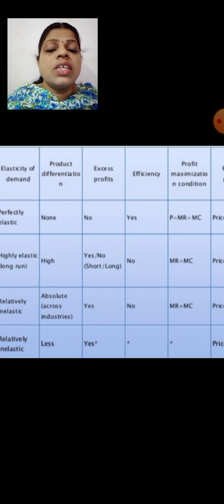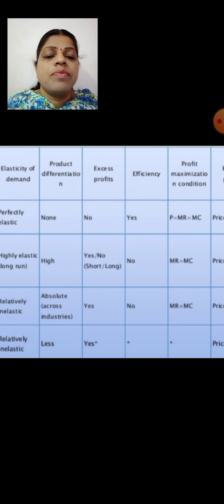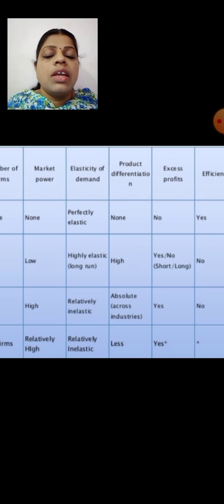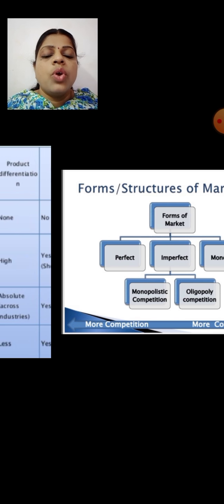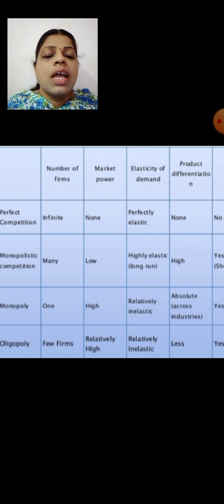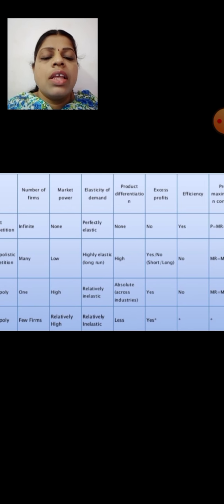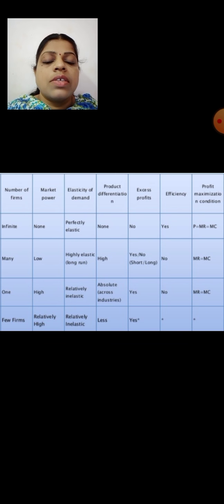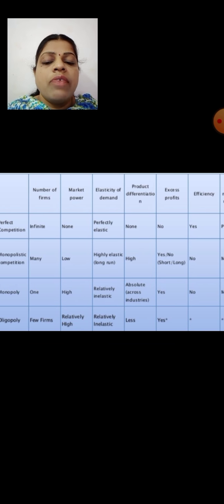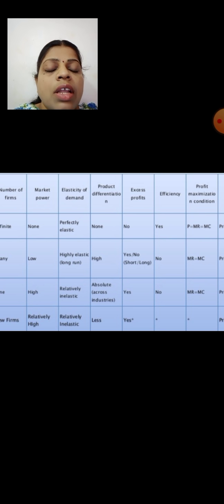Then efficiency is more in the perfectly competitive market, but in monopoly there is less efficiency. And in the monopolistic competition market, we can see the efficiency is more. In the oligopoly market, the efficiency is less, as well as in the monopoly market. In the oligopoly market also, there is no efficiency at all.